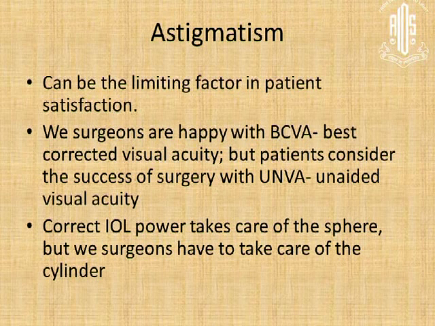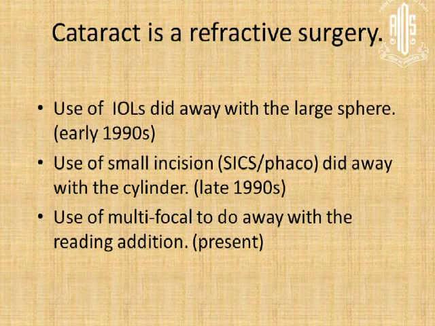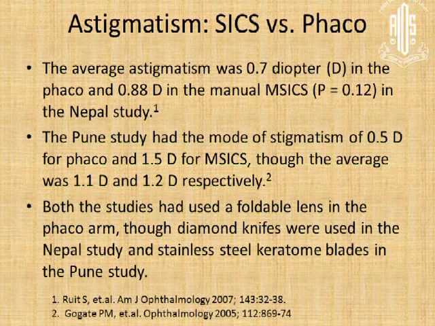post-operative cylinder. Generally, when I was doing residency in the 1990s, the most common refraction we would give was +10 sphere, +1.5 cylinder at 180 degrees with an addition of +3. We used to do ICCE. That big sphere has gone away with IOLs. The small incision with SICS and phaco has taken care of the cylinder. And now, of course, the multifocals are also doing away with the reading addition. So we are actually giving our patients the best kind of vision, both for distance and near, without specs.